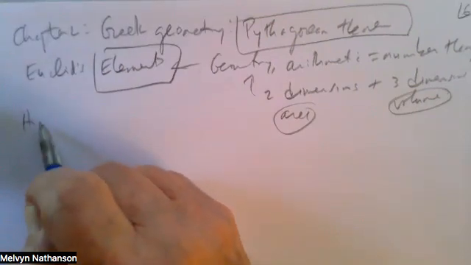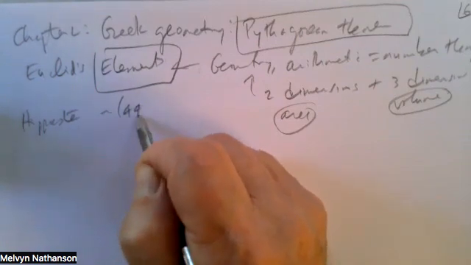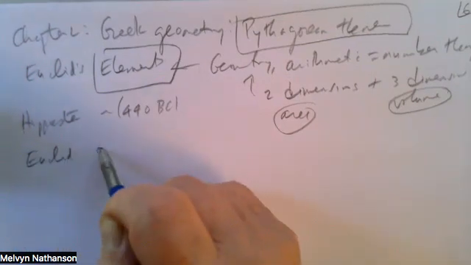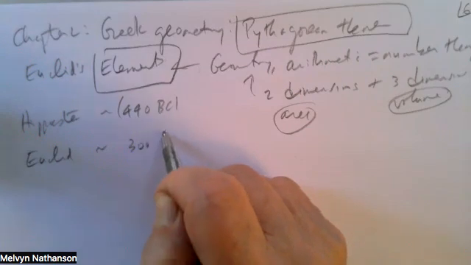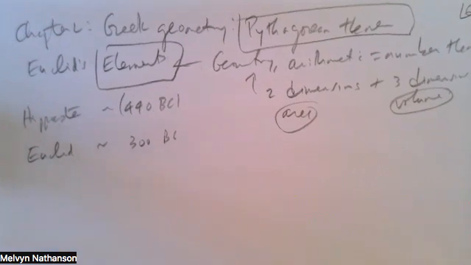We saw in chapter 1 Hippocrates, his quadrature of the lune, which was from around 440 BC. Euclid was from around 300 BC. It's a 140-year difference. If you go back 140 years from today, you're back around 1880. What people knew about mathematics in 1880 compared to what we know today was infinitesimally small.